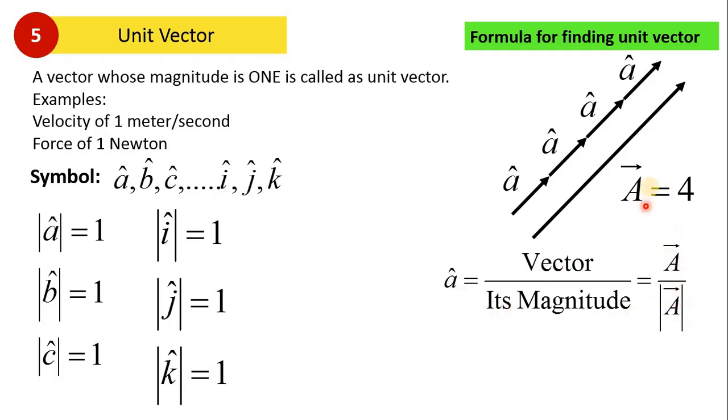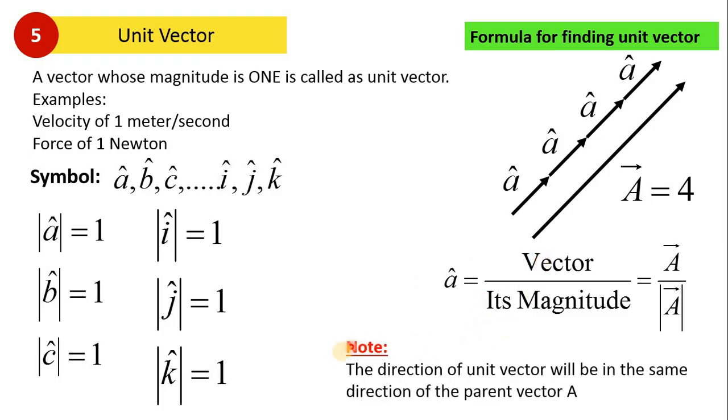Look here once again, the vector A had magnitude 4. So the vector A divided by its mod, that means 4, will give us a small size vector whose length will be 1 unit. And that is the unit vector. So this is the formula for finding the unit vector.